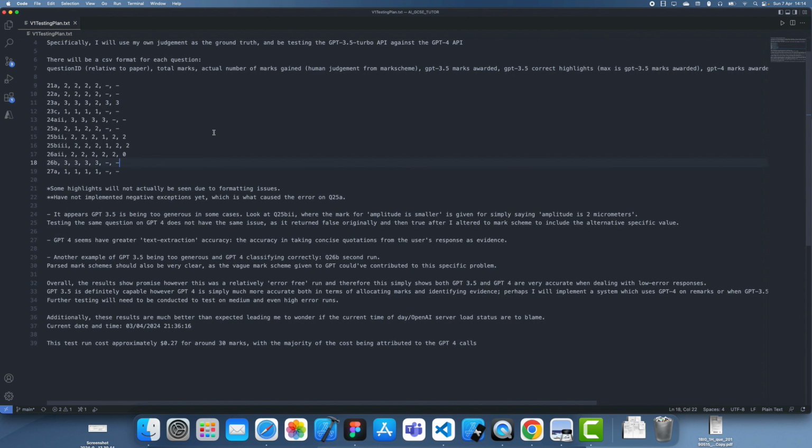So, you know, I have to balance out how much I call GPT-4 with the accuracy it provides, because it's a lot more expensive. But yeah, overall good testing run, good results, and I'm pretty happy, so I'm going to be continuing development.